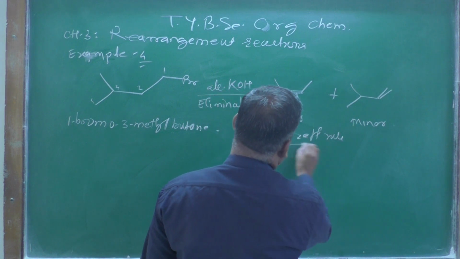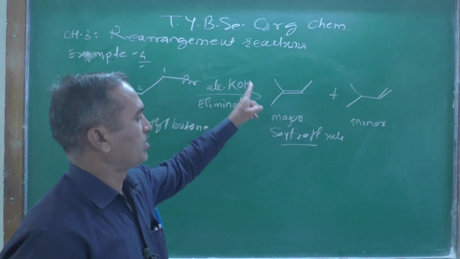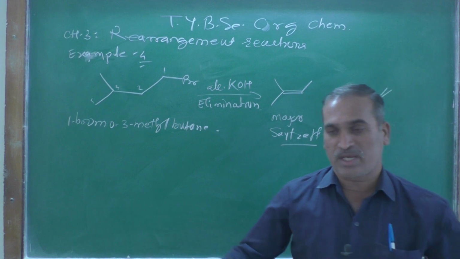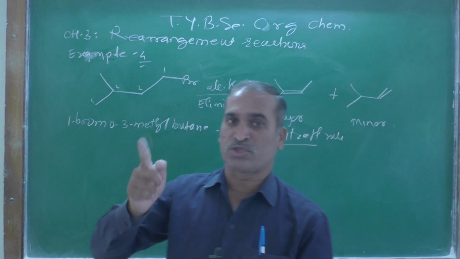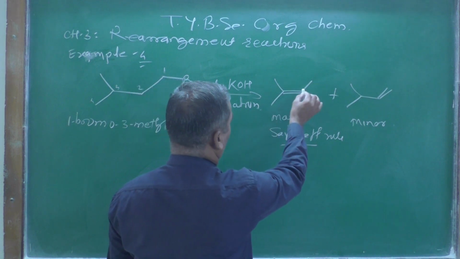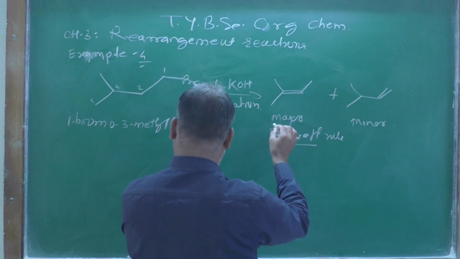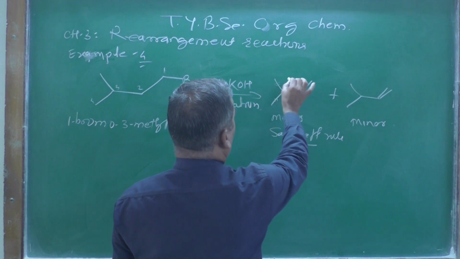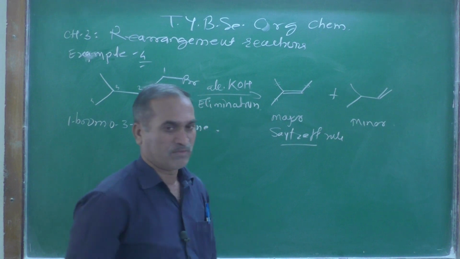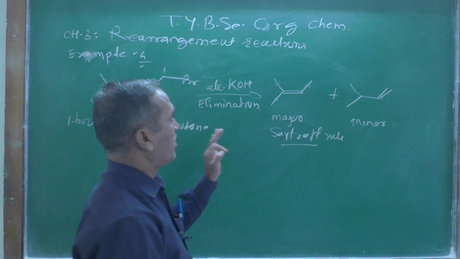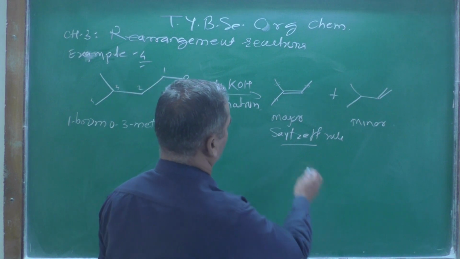CH-3 rule. According to the CH-3 rule, in an elimination reaction the more substituted alkene is obtained as the major product. Look at the substitution pattern of this olefin. Here one alkyl group, another alkyl group and a further alkyl group. So there are 3 methyl groups, and therefore it is called tri-substituted.